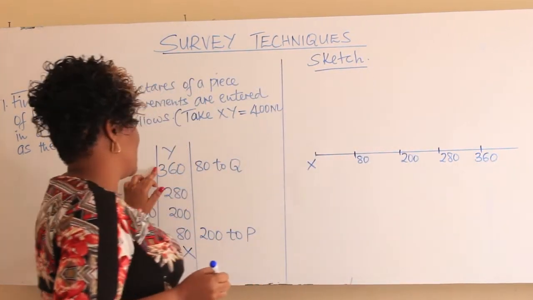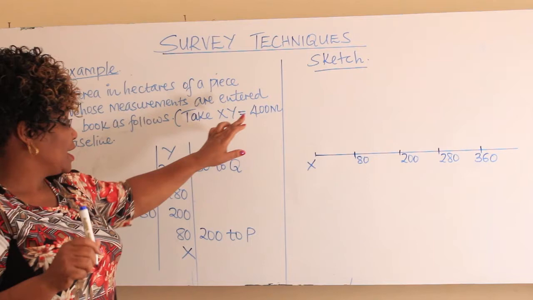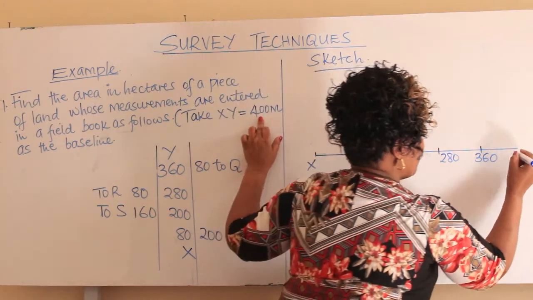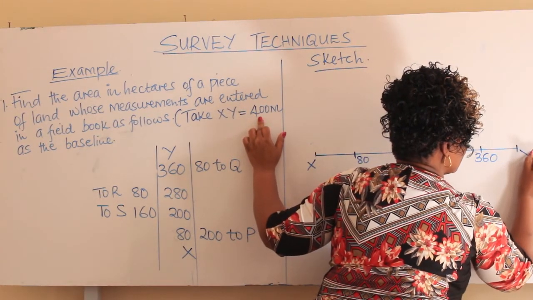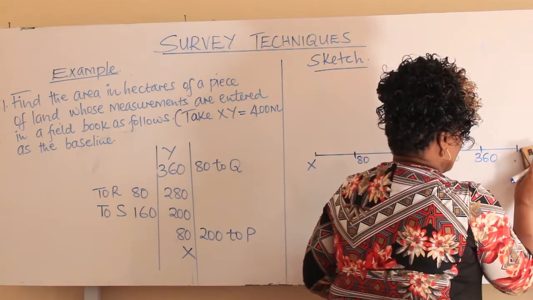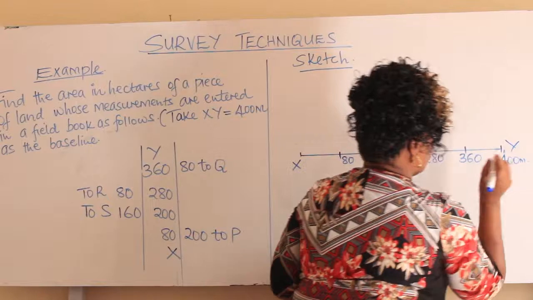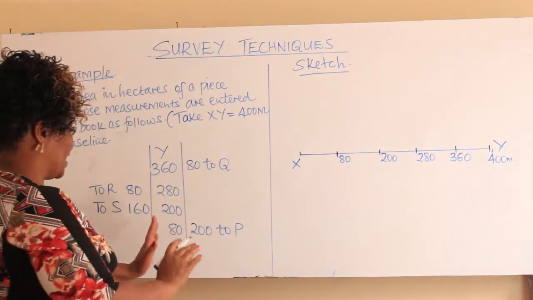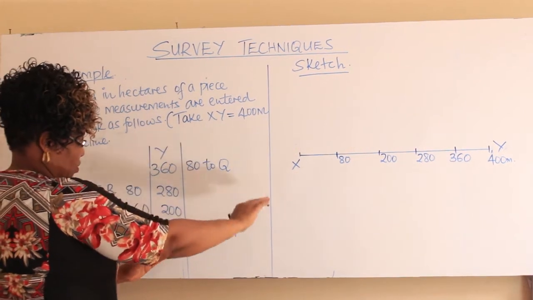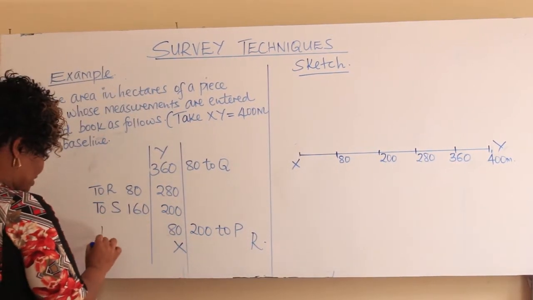And finally, learner, you go to Y, and Y is at 400. Take care of that. Some students omit that. So you fix your Y here at 400 meters. Good. So learner, we have drawn our baseline horizontally. So this is the right hand side of our information here, and this is the left hand side.